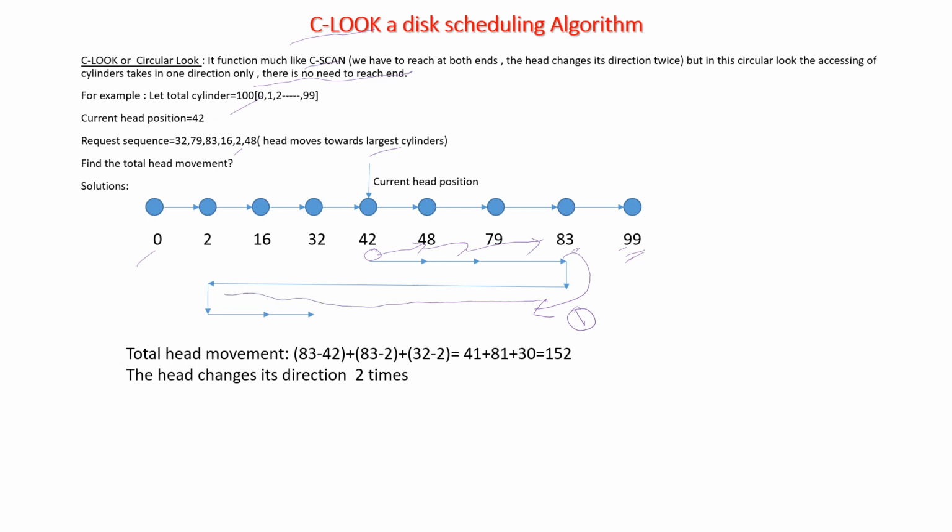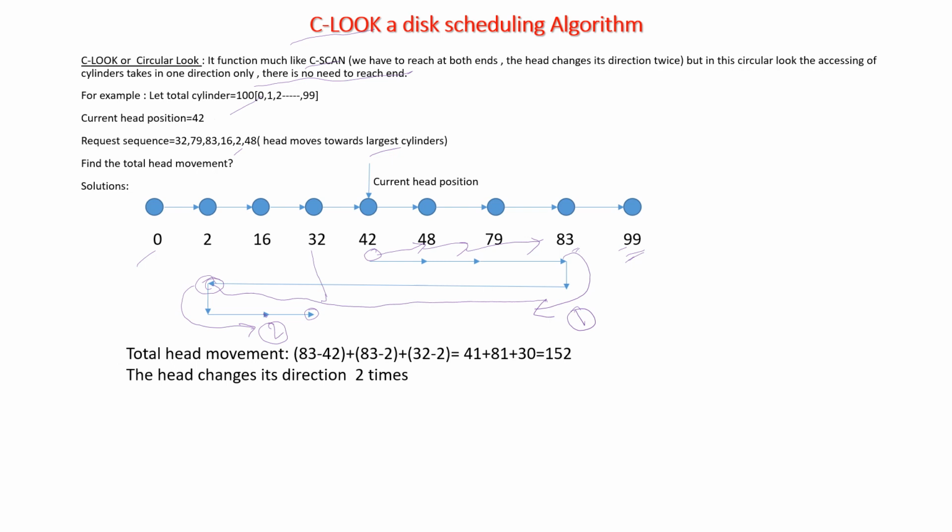How is it changing two times? See, it will not reach 32 and 16. It will reach till the last given request, which is 2. And after reaching 2, it will change its direction again, which is the second time. It will pass 16 and it will stop at 32. So now we have to calculate the total head movement.